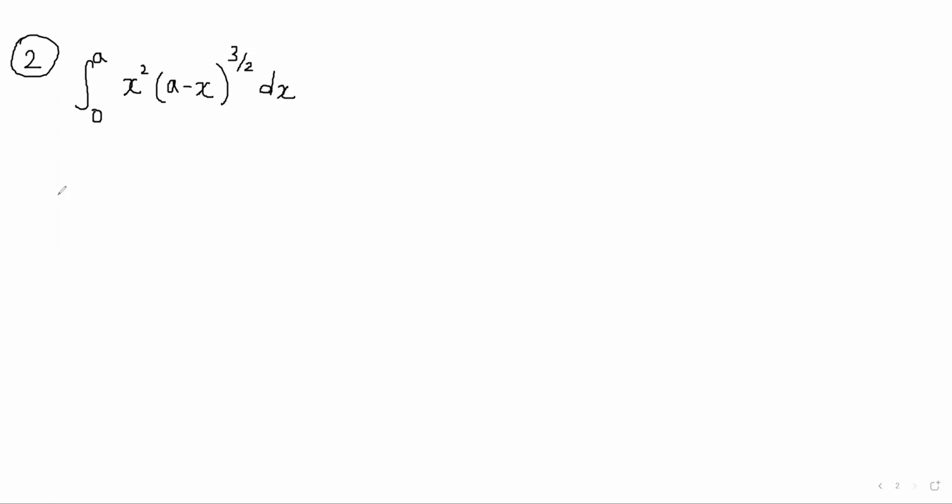Here we are going to substitute something in the place of x. Before that, let I be the whole question, the integral from 0 to a of x square (a minus x) to the power 3 upon 2 dx. So we are going to substitute here, put x is equal to a minus x. So in the place of x we are going to substitute a minus x.